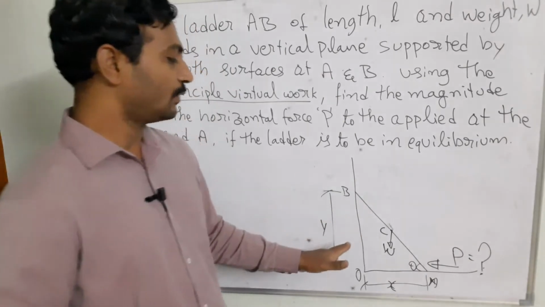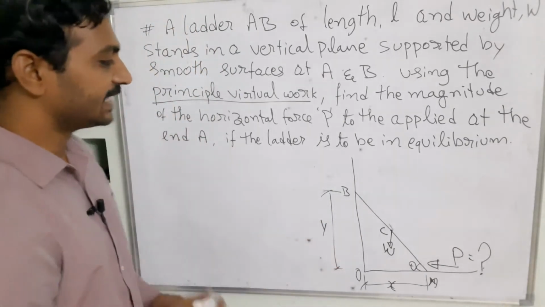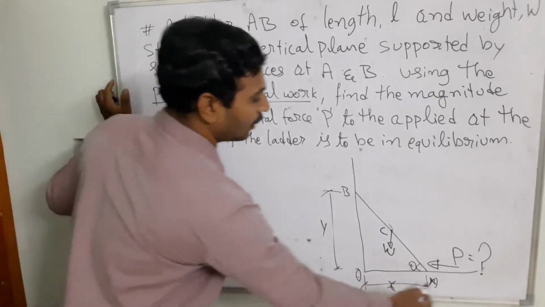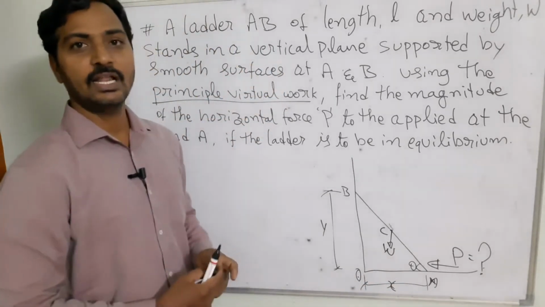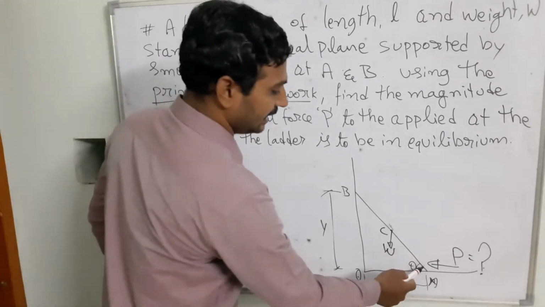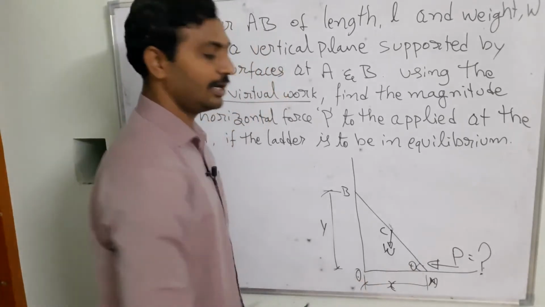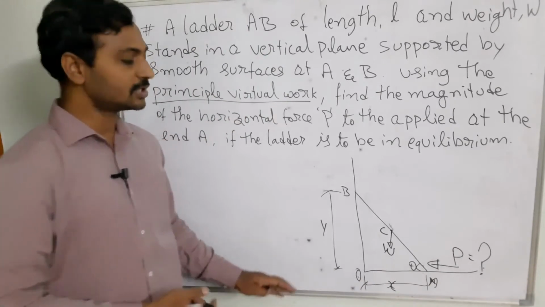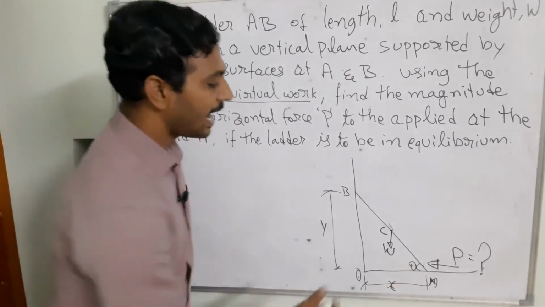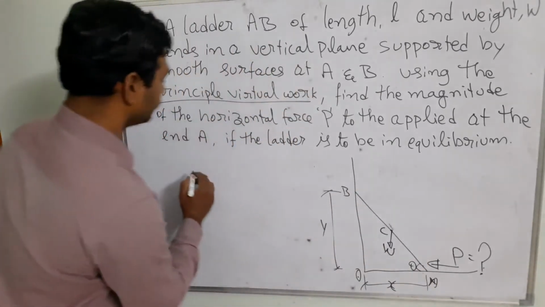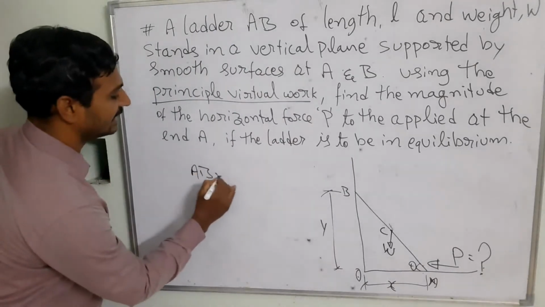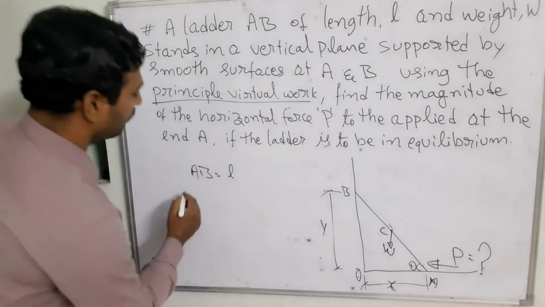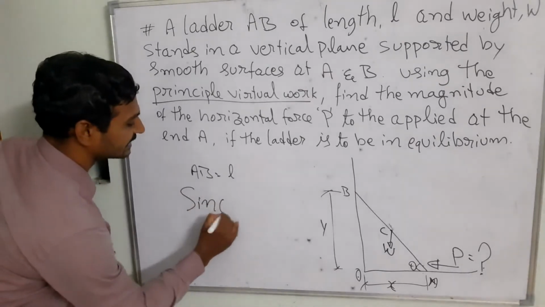Now the same case we are going to apply here. Can you see OB is the vertical wall and OA is the horizontal surface. The ladder makes an angle theta with the horizontal plane. Now I need to find the OB distance. I am going to take sine theta, and I know AB is the ladder, whose length is L, right?